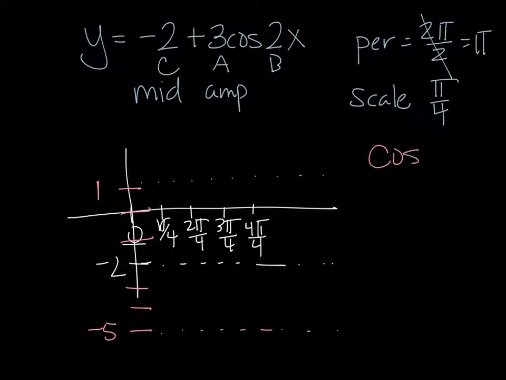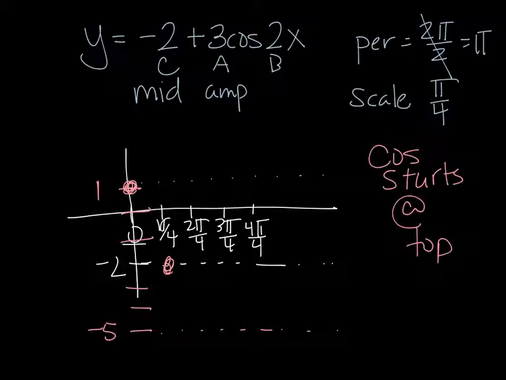And then cosine starts at the top, which I just planned ahead is +1. Then the next tick mark would be in the middle, and the next tick mark would be at the bottom, and then back to the middle, and then back to the top. Notice no points went on my x-axis at all in this situation.